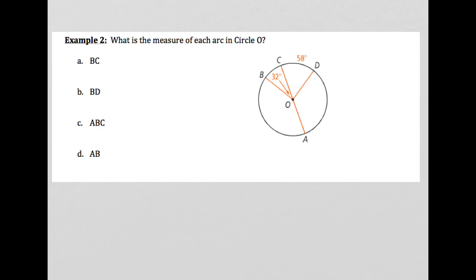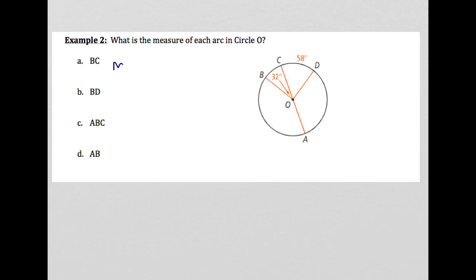Alright, so let's put what we've learned to use in those two formulas, or those two theorems, and see if we can. Let's use some of those formulas and put those to use. So the first question is, what is the measure of each arc in circle O? So the first one is BC.